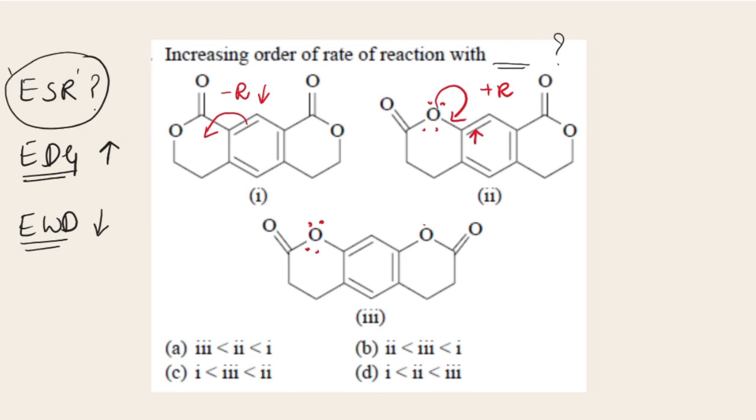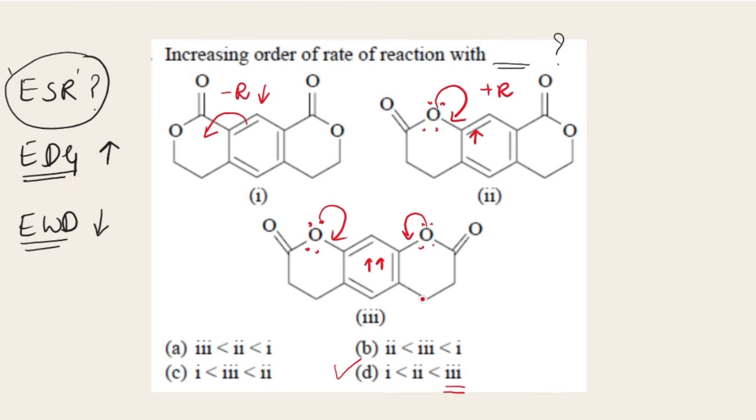Now check the third molecule. There are two oxygens which are directly attached. So both are donating electrons to the benzene ring. So electron density is doubly increased. Hence, this will have the highest rate of reaction. So where do we have it? In option D. Therefore, the correct option is D.